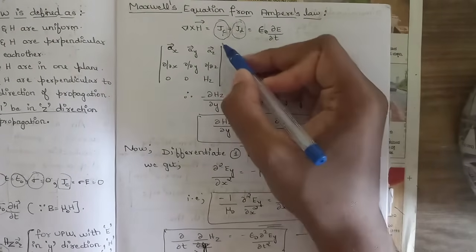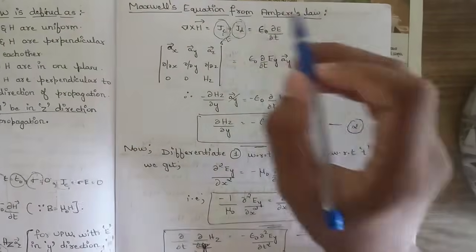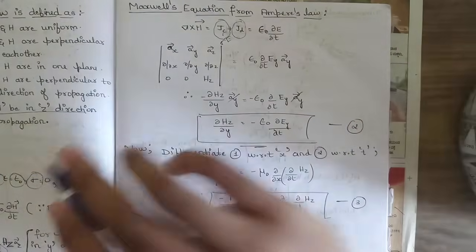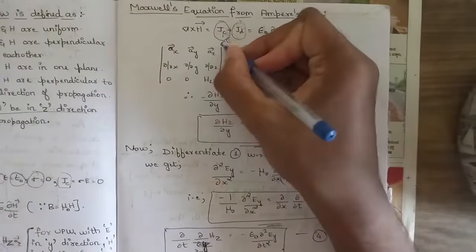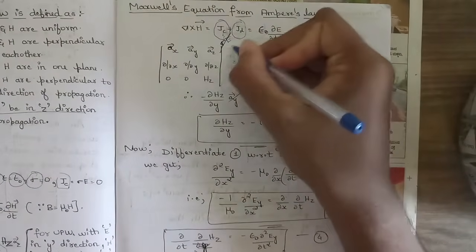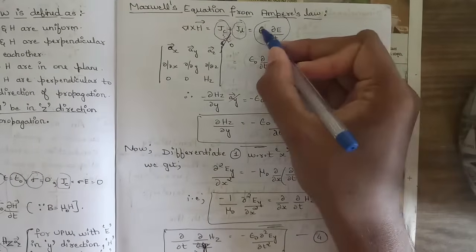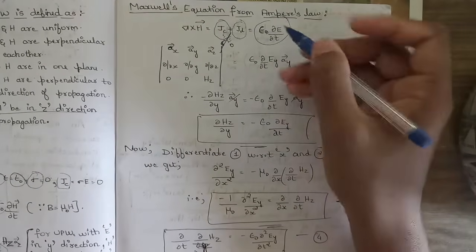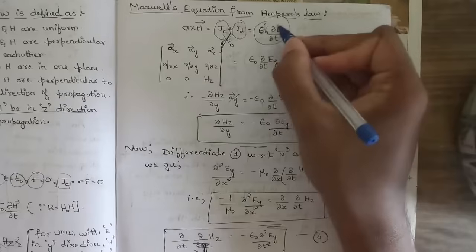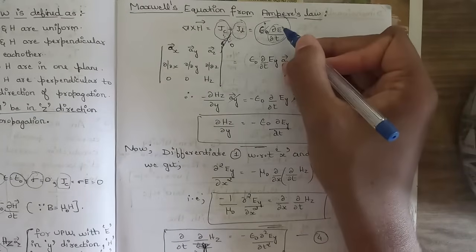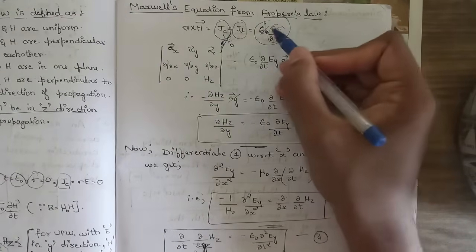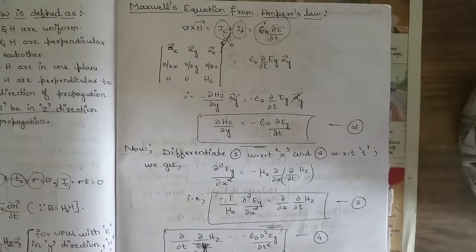Since Jc is equal to sigma times E, but in free space we have considered this sigma equal to 0, right? So that's why this whole term would be equal to 0. We are left with only this term, that is epsilon naught dou E by dou t. So this is not equal to 0 because we have one term that is dou by dou t with respect to electric field, so we cannot make this term equal to 0.